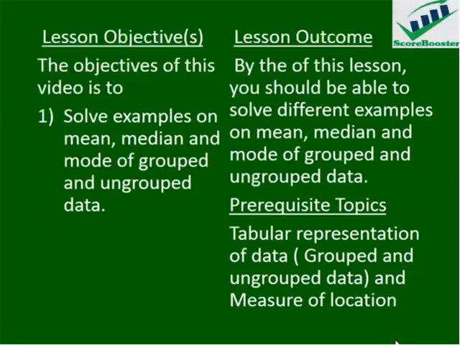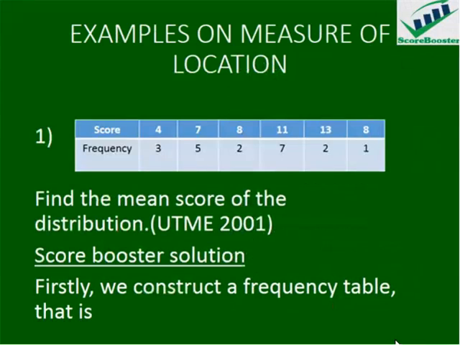Prerequisite topics are tabular representation of data for both grouped and ungrouped data, and measure of location, where we talk about how to obtain the mean of grouped and ungrouped data, the median of grouped and ungrouped data, and the mode of grouped and ungrouped data. Now we solve examples, and the examples are from past UTME questions. So we move to the first example.